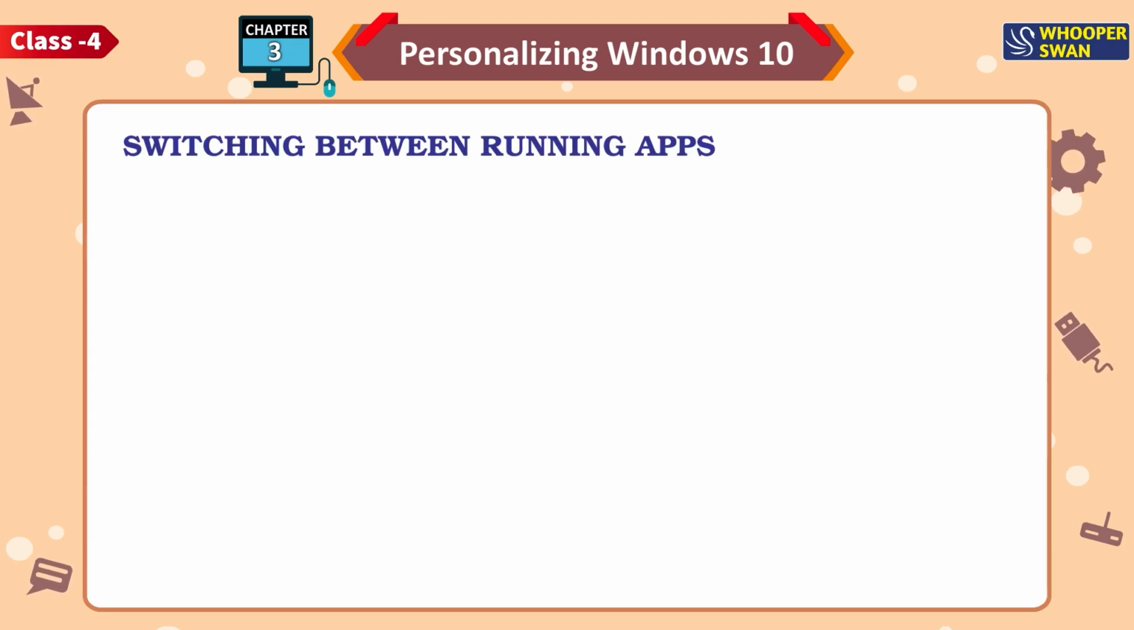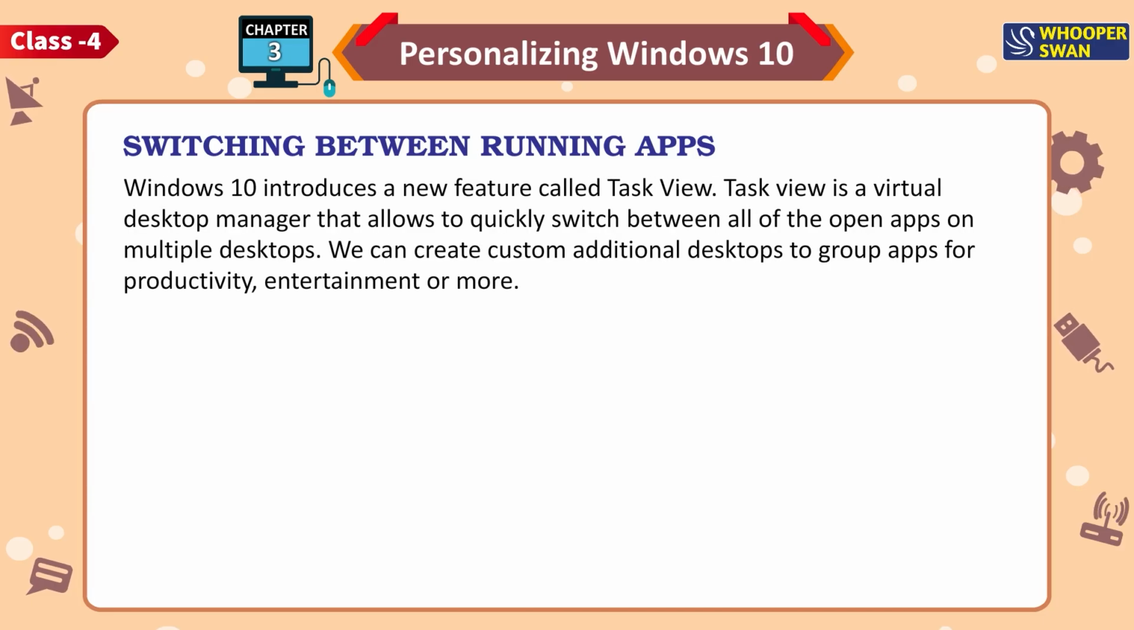Switching between running apps. Windows 10 introduces a new feature called Task View. Task View is a virtual desktop manager that allows to quickly switch between all of the open apps on multiple desktops. We can create custom additional desktops to group apps for productivity, entertainment, or more.